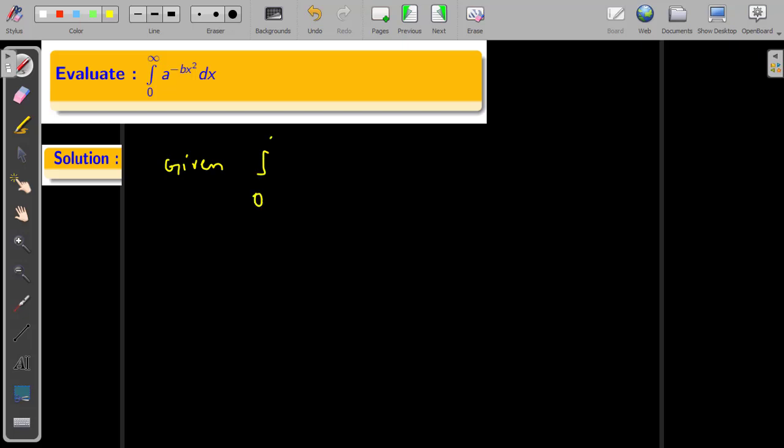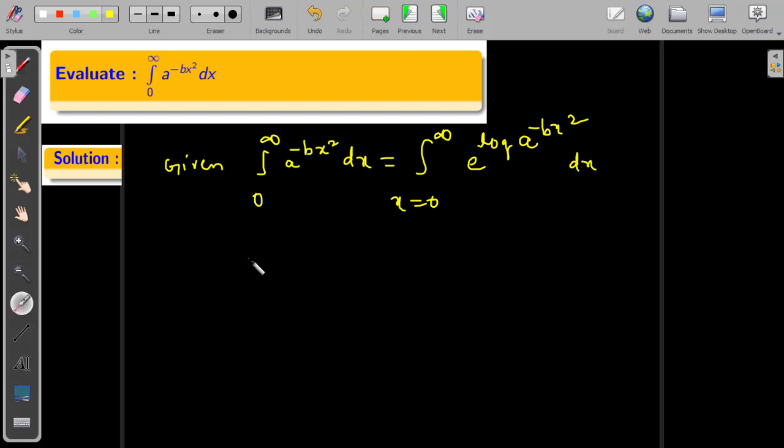Integral 0 to infinity a power minus bx square dx. This could be rewritten like this: integral x equal to 0 to infinity, I am writing e power log of a power minus bx square dx. So we have a fundamental rule in logarithms: e power log f of x is equal to f of x.